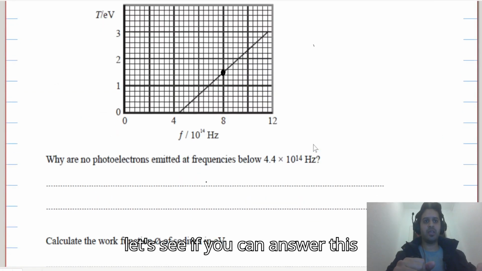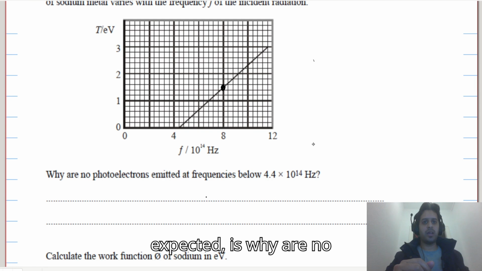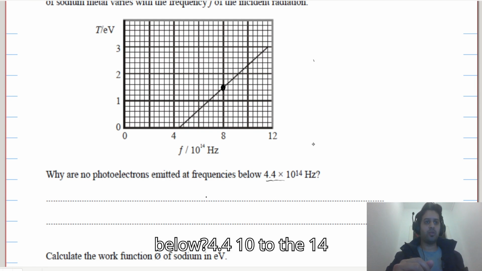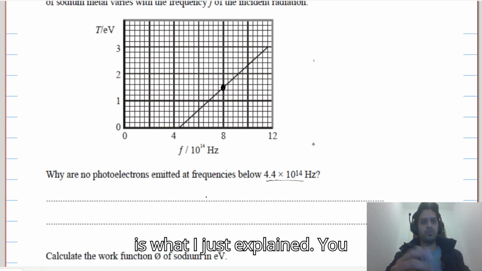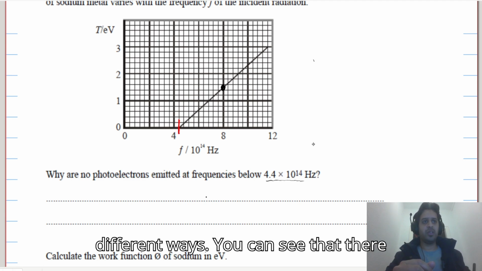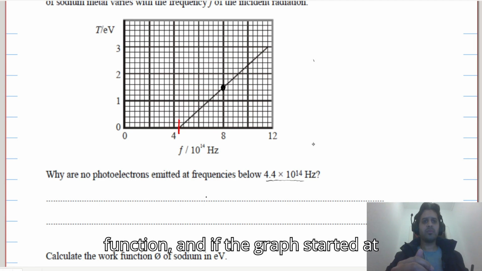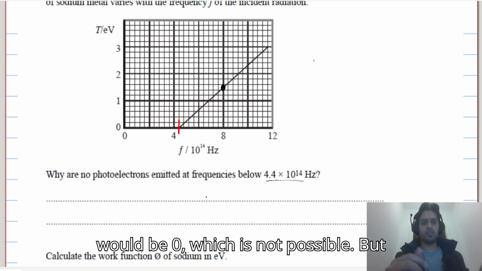Now let's see if you can answer these questions. The first question, as expected, is: why are no photoelectrons emitted at frequencies below 4.4 times 10 to the 14 hertz? Basically, what they are asking is what I just explained. You can answer this question in many different ways. You can say that there will always be some energy for the work function. And if the graph started at 0, it means that the work function would be 0, which is not possible.